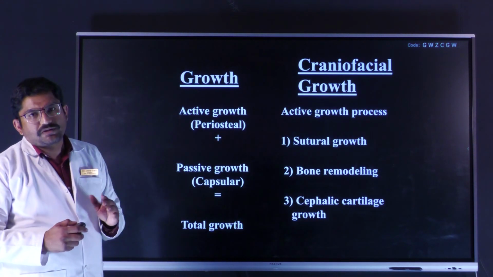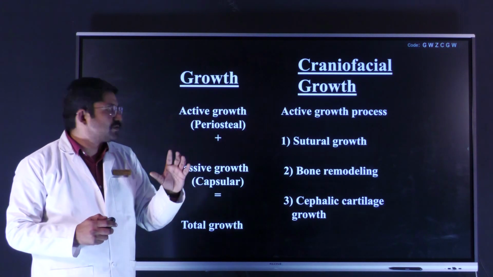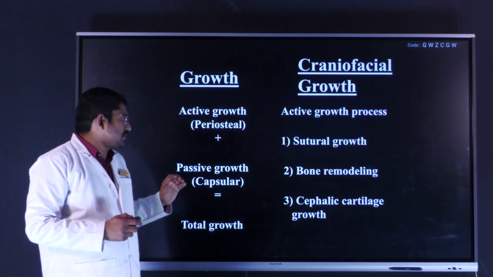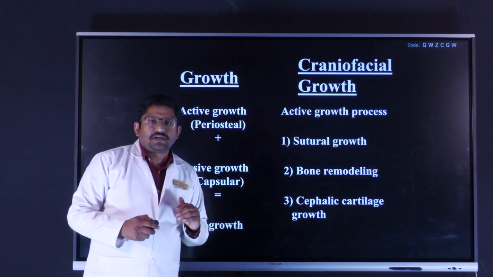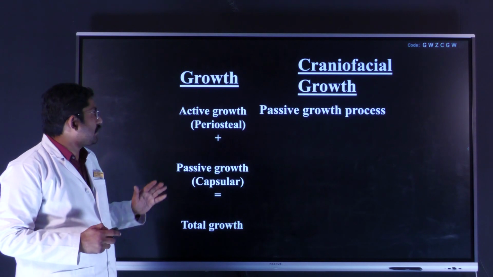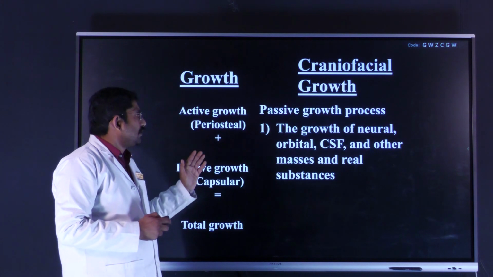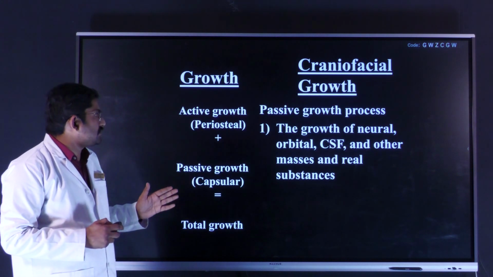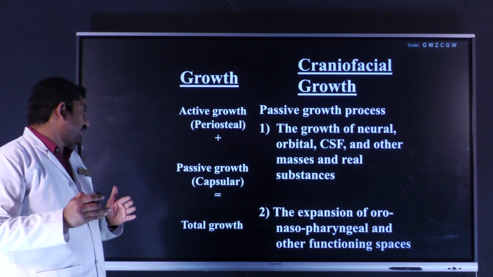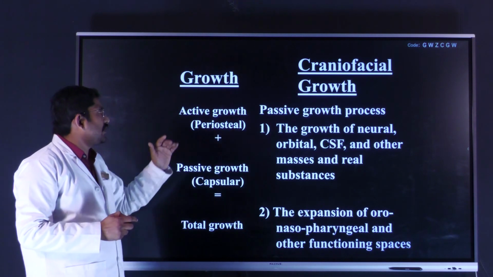Now coming to the craniofacial skeleton or the craniofacial growth, the active growth processes occur. The active growth is at the sutural level. The active growth is by bone remodeling, that is deposition and resorption, and wherever there is a cartilage, there is cartilage growth. Then you have your passive growth processes. The passive growth processes are the growth of the neural, orbital, the cerebrospinal fluid and other masses and the real substances. The expansion of the orofacial and the pharyngeal spaces is all passive. These are the passive growth processes in the craniofacial skeleton.